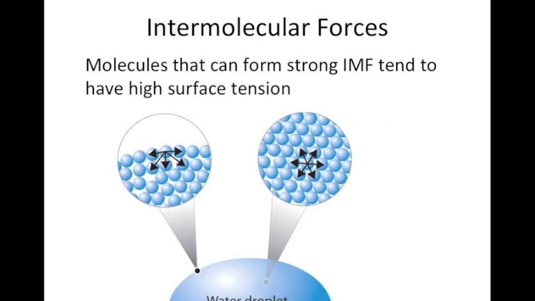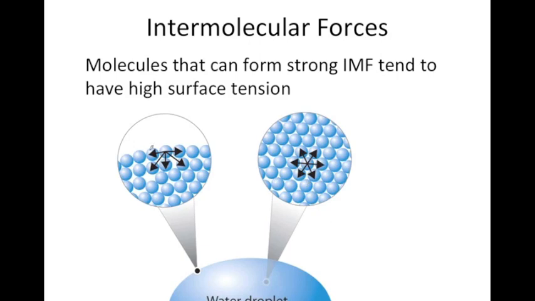Now we also mentioned that surface tension is a physical property that's determined by the strength of intermolecular forces. And the relationship there is that molecules that form strong intermolecular forces tend to have a high surface tension. Here you can see a picture of a water droplet. On the interior of the water droplet, over here on the right, the molecules are able to form intermolecular forces all around them.